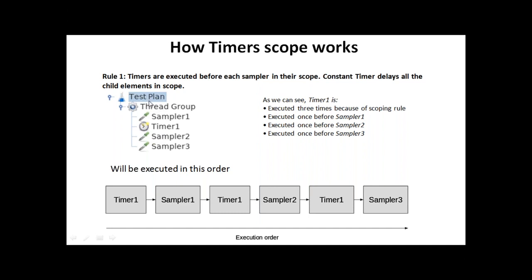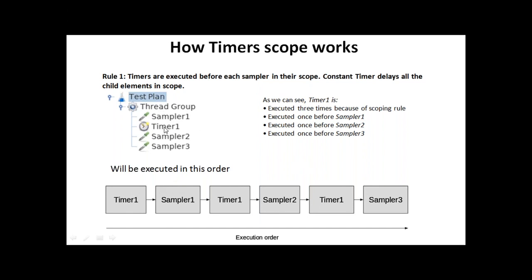You have a test plan. Inside that you have a thread group. Inside that you have timer 1, sampler 1, sampler 2, sampler 3. Here there is a timer. Now you see this timer is on the thread group level and all the 3 samplers are on the thread group level. So this timer is applicable to each sampler, and see how the execution happens.